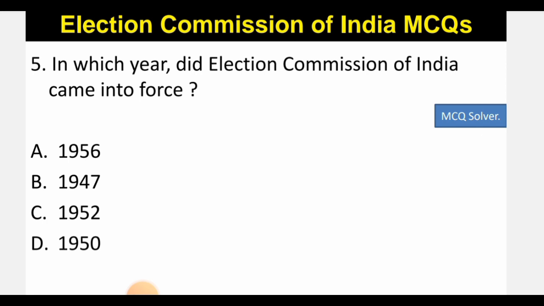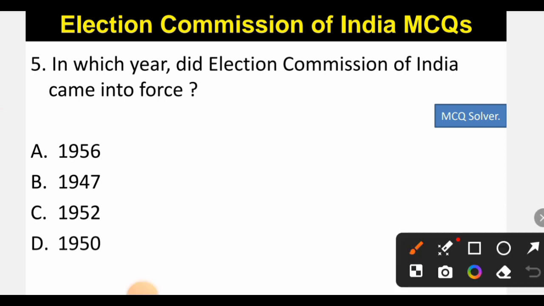Now let's come to question number 5. In which year did the Election Commission of India come into force? It came into force in the year 1950. So D is the correct option, that is 1950.